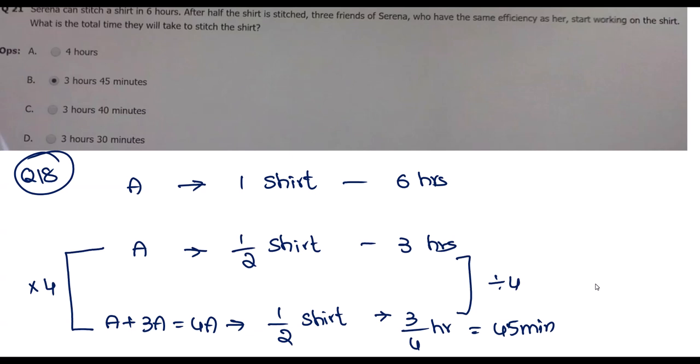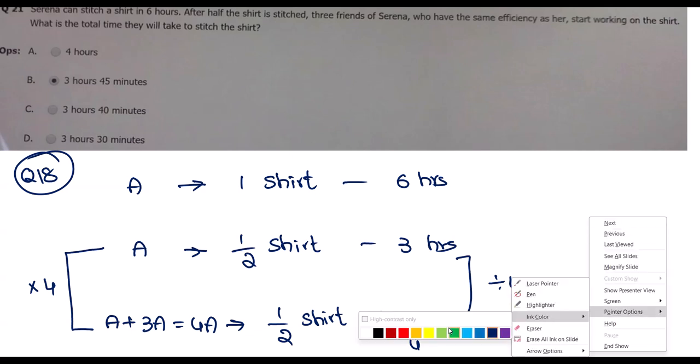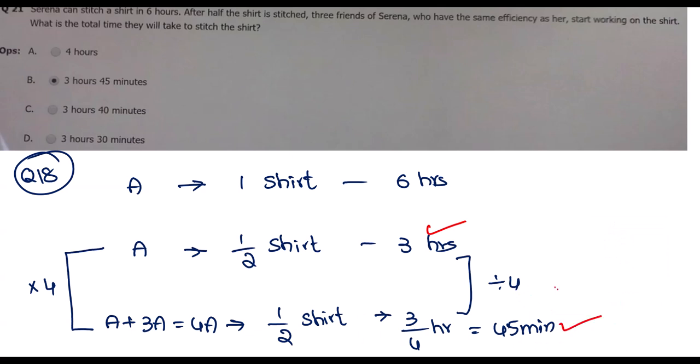So what is the time taken for the full shirt? Here 3 hours and here 45 minutes: 3 hours 45 minutes. But my dear friend, the actual question is not this one. The actual question is: a tank can be filled by a pipe in 6 hours. After half of the tank is filled, three more similar pipes are opened. What is the time taken to fill the entire tank? You can search this in Google. Why I'm telling you this is that four people stitching one shirt at a time is a blunder. While framing the question, a mistake was made.